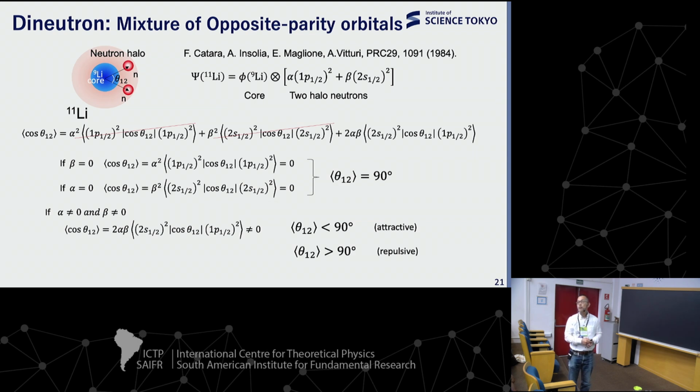What is attractive, between what and what? Between two neutrons is attractive. I mean, if it is not 90 degrees, it's attractive, no? Okay, it's rather natural.